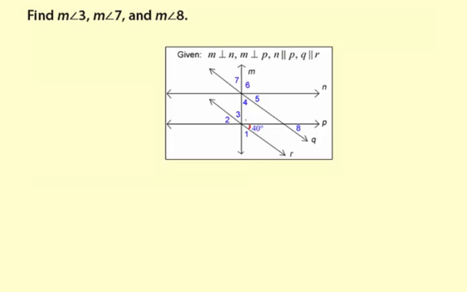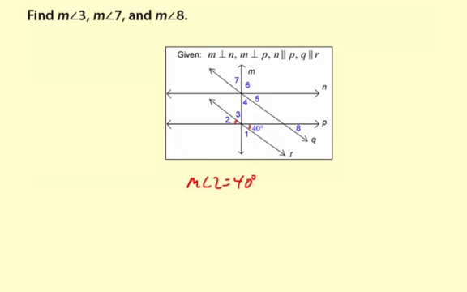Well, there's no direct relationship between the 40-degree angle and the angle 3, but if I look at this angle 2 right here, that forms vertical angles with the 40 degrees, so I can say that the measure of angle 2 equals 40 degrees, and that's a step to figuring out angle 3.